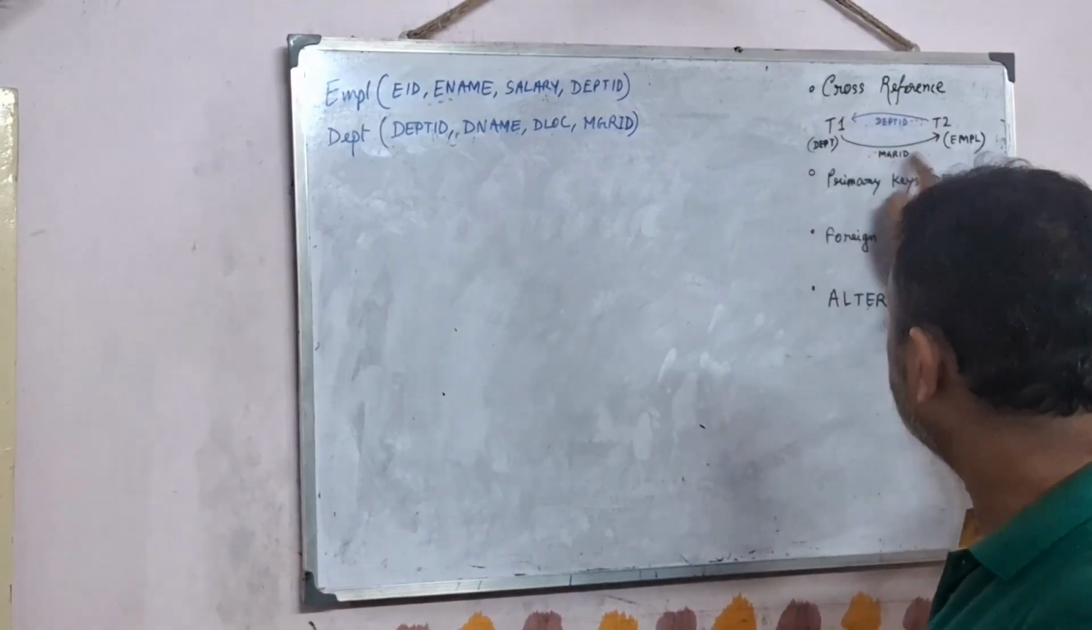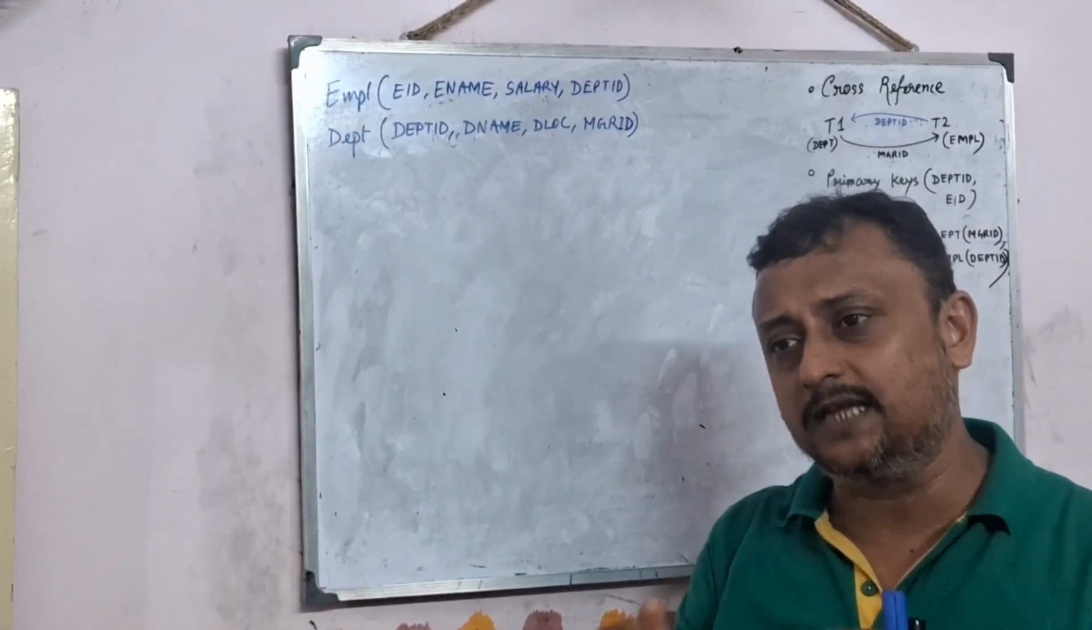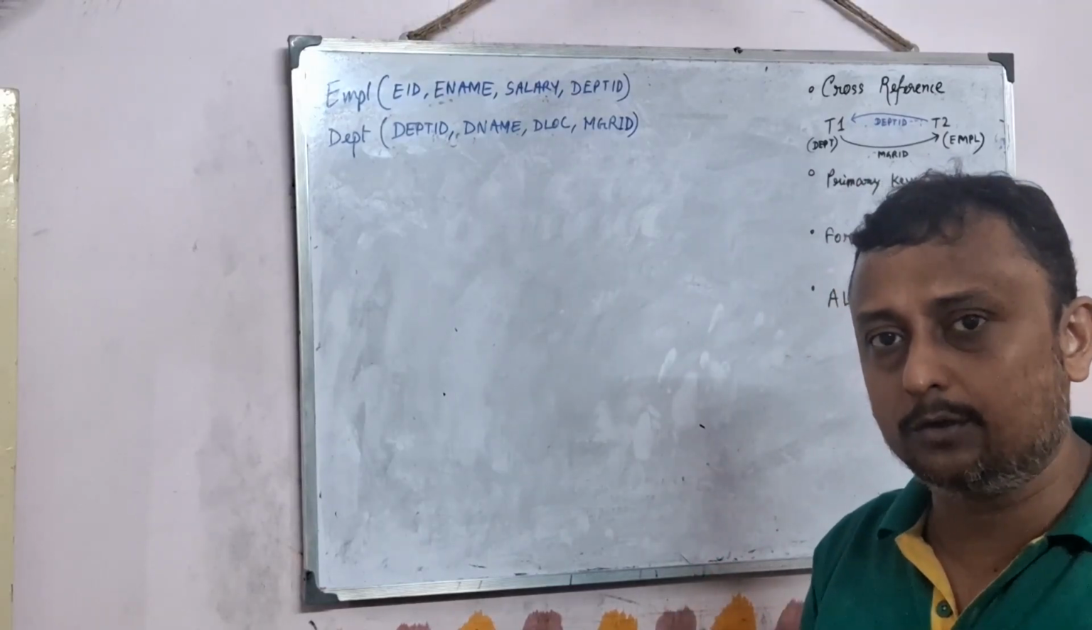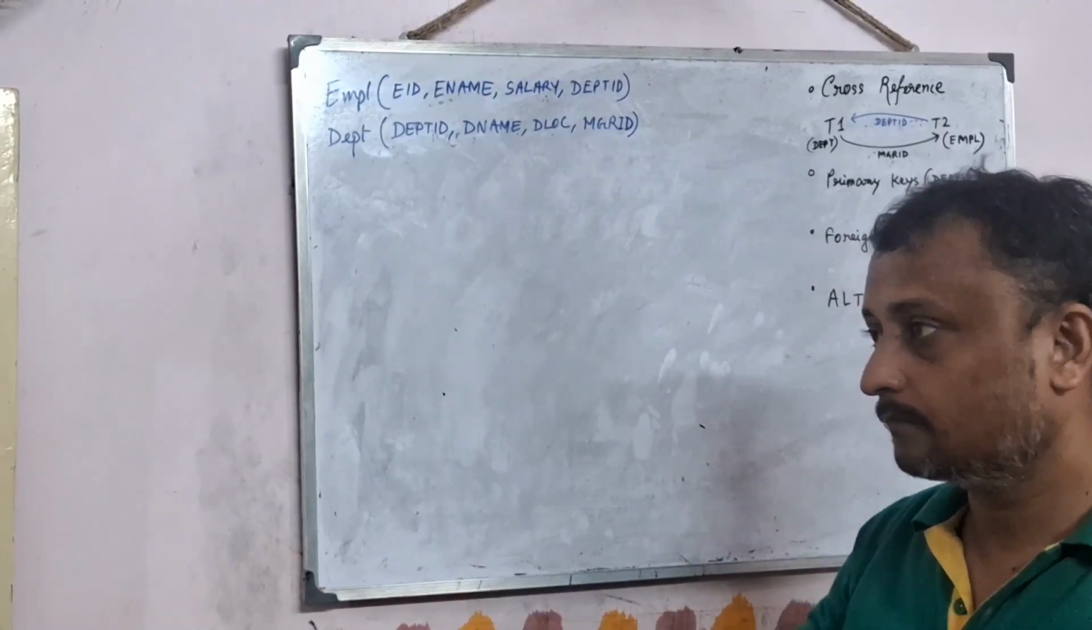So in this situation of cross reference, we can see that at the same time T1 asks from T2 and T2 asks from T1 back, it is not possible to create them at the same time. Okay?